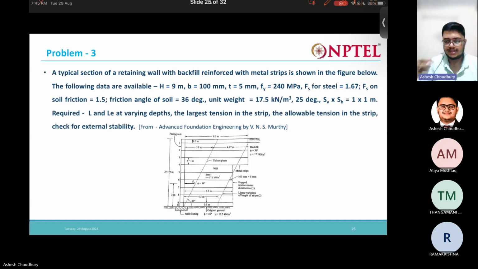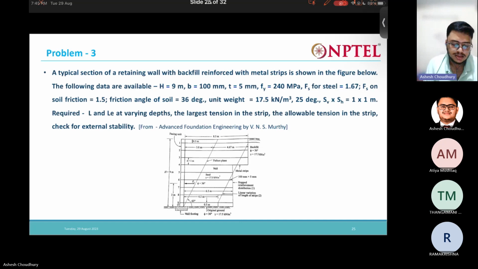The width of each metal strip is 100 mm, and the thickness of each metal strip is 5 mm. The yield strength of the metal strip is 240 MPa; it is mild steel. The factor of safety for steel, the reduction factor, is 1.67. The factor of safety on soil friction is 1.5. The friction angle of the soil is 36 degrees. The unit weight is 17.5 kilonewton per meter cube.